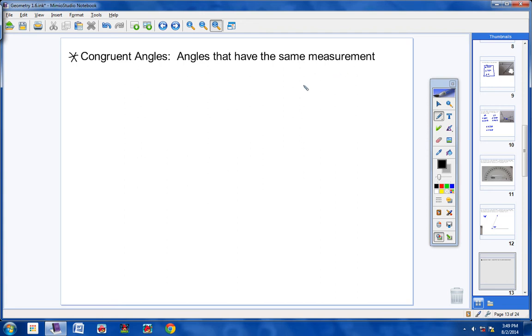Okay? So if angle A equals 30 degrees, and angle B equals 30 degrees, if they both have the same measurement, then I can say that angle A is congruent to angle B. Now notice this congruent symbol. Make sure you know how to draw that. It's an equal sign with a little squiggly mark on top of it, okay?